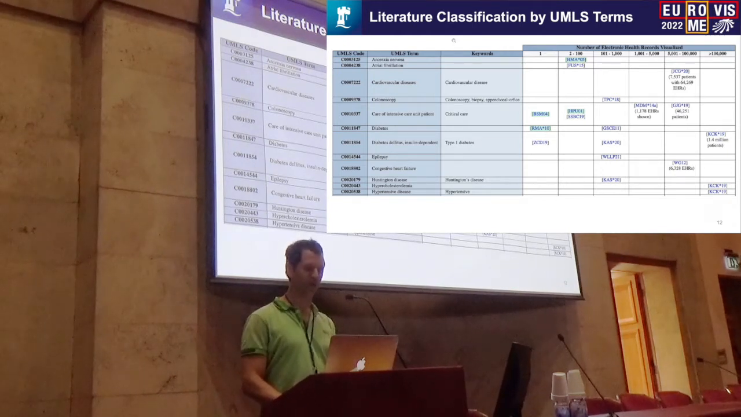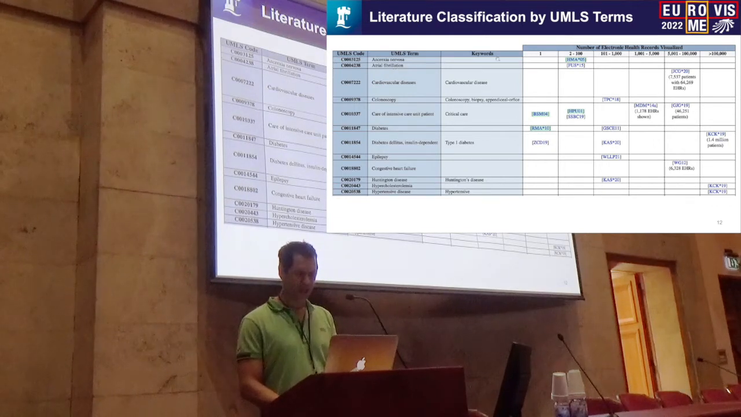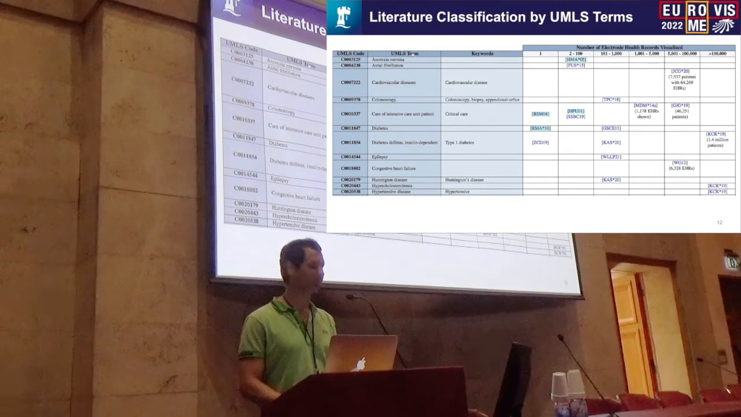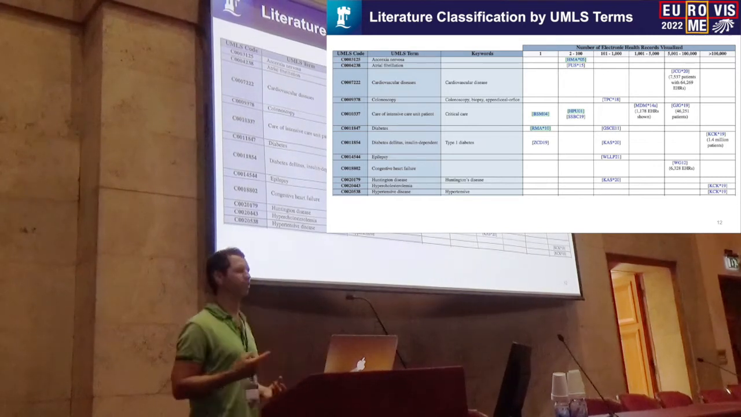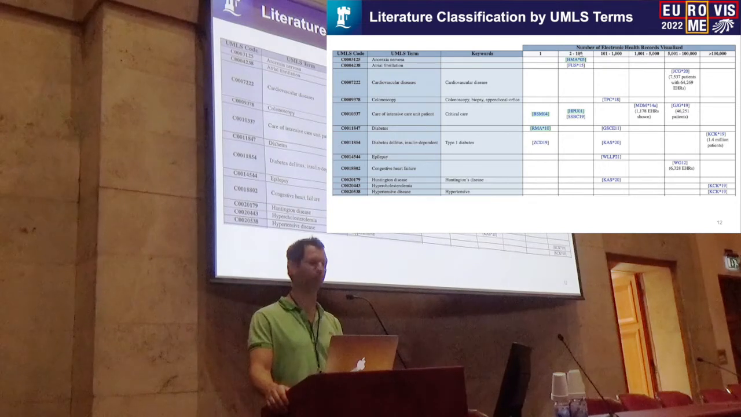So this is an overview table based on UMLS terms. The first column is the UMLS code, the unique ID given to each term in the dictionary. This is the UMLS term in natural language, right? Anorexia nervosa, for example, or atrial fibrillation, for example. Then we have the keywords. We do a mapping of UMLS terms to keywords used in the papers. The visualization papers don't necessarily use UMLS terms, so we do a mapping from paper to UMLS. And then these are the actual papers, and they're put into different columns depending on how many electronic health records they visualize, depict, analyze, or study. For example, these two papers study between 2 and 100 electronic health records.